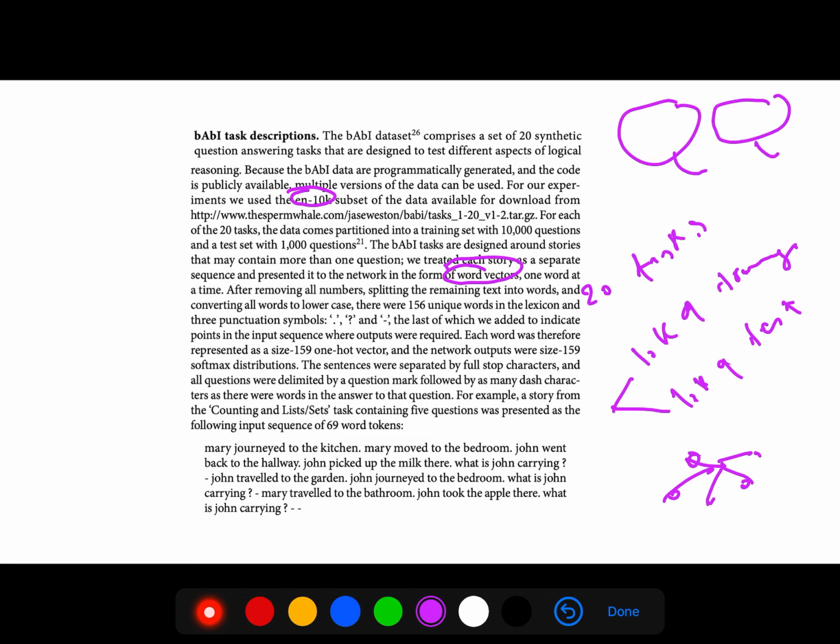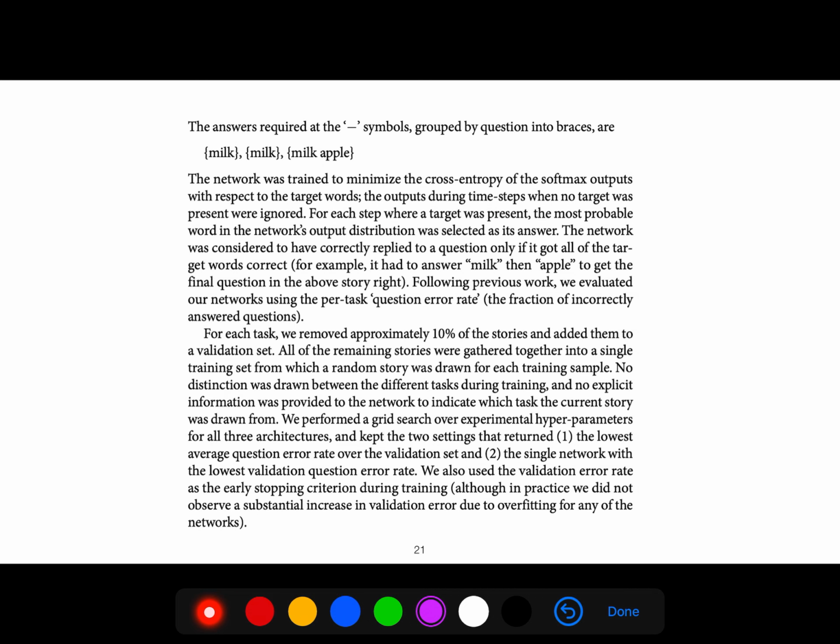So the sentences were separated by full stop characters and all questions were delimited by a question mark, followed by as many dash characters as the answer required, grouped into milk, apple. The network was trained to minimize the cross entropy of the softmax outputs with respect to target words.